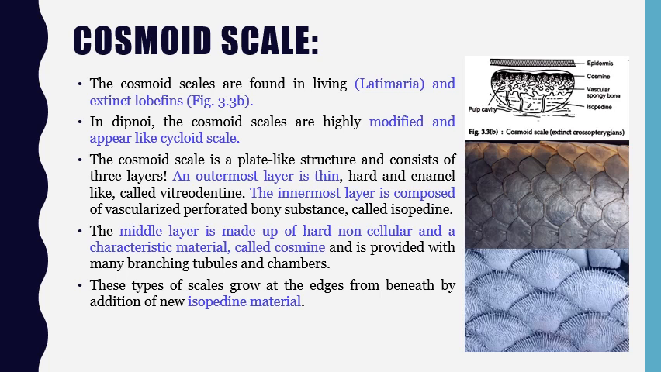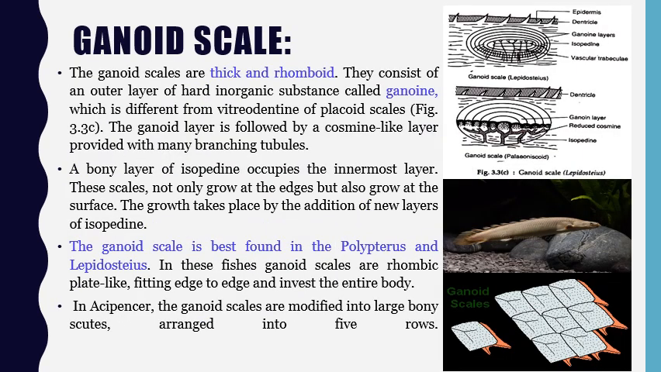This is the Cosmoid scale, which is the structure of the Cosmopterygian fish. Next is Ganoid scales. These Ganoid scales are thick and rhomboid. They consist of an outer layer of hard inorganic substance called ganoine. On the basis of this structure, these scales are known as Ganoid scales, which is different from the vitrodentine of the placoid scale. The Ganoid scale is found in the cosmine layer, provided with many branching tubules.